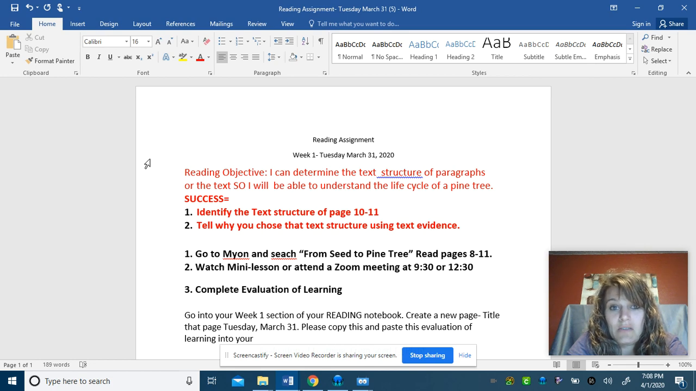Okay, what you're going to be asked to do today for your evaluation of learning is you're going to have to identify the text structure of pages 10 and 11. Then you're also going to tell why you chose that text structure using text evidence. If you need a refresher on what text structure is, Google text structure anchor charts, and a whole bunch of them will come up with all of the things that I make in class.